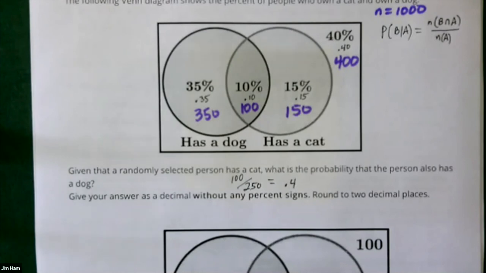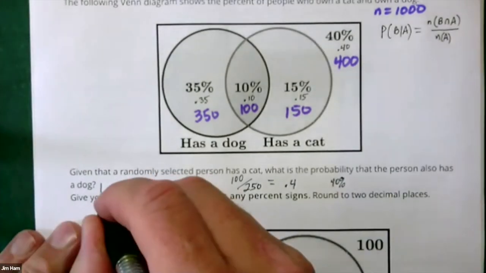4/10, 2/5, 40%. So I'm not alone. A lot of people own both. Well, 10% own dog and cat. But if we know they own a cat, then they have a disposition to like animals. And if they like animals, and they own a cat, then chances are, well, not chances are, there's a 40% chance that they're not a one kind of pet exclusive person. They might like multiple pets. And you can see it's 40% here.